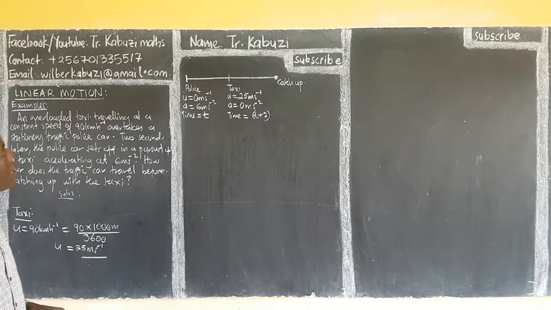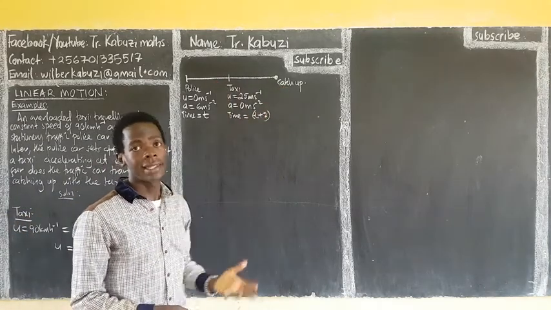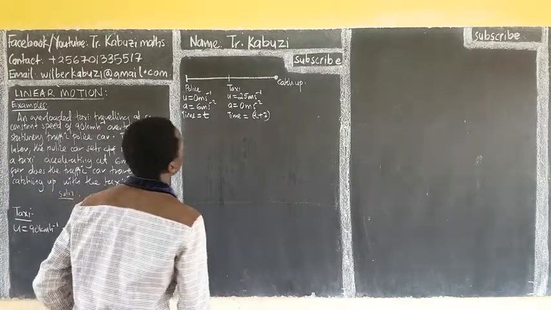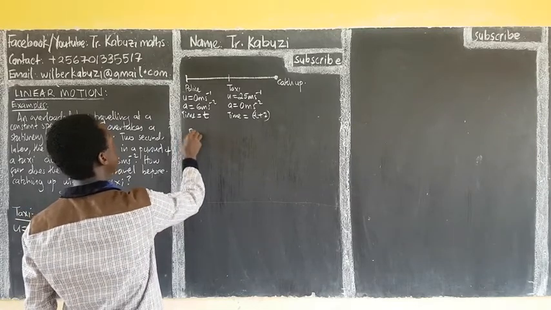So from there, you see that at the catch-up point, the displacement for these two will be the same. So what do you do? We use the formula which has displacement and time. So then let's start with the police.